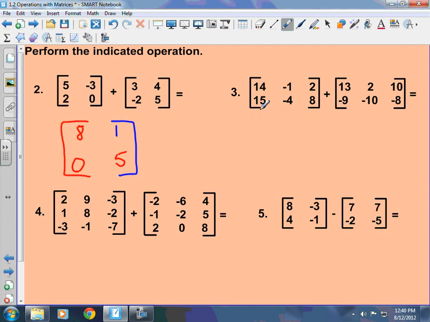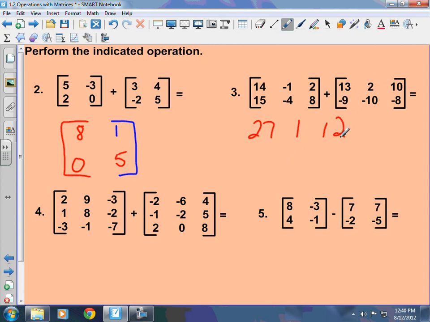Go ahead and do number 3. Pause the video, do number 3, and then start the video again and check your answer. Okay. Let's see if you got number 3 correct. 14 plus 13 is 27. Negative 1 plus 2 is positive 1. The two numbers have different signs. We subtract. 2 minus 1 is 1. Always keep the sign of the larger number. 2 is positive, so your answer is positive.